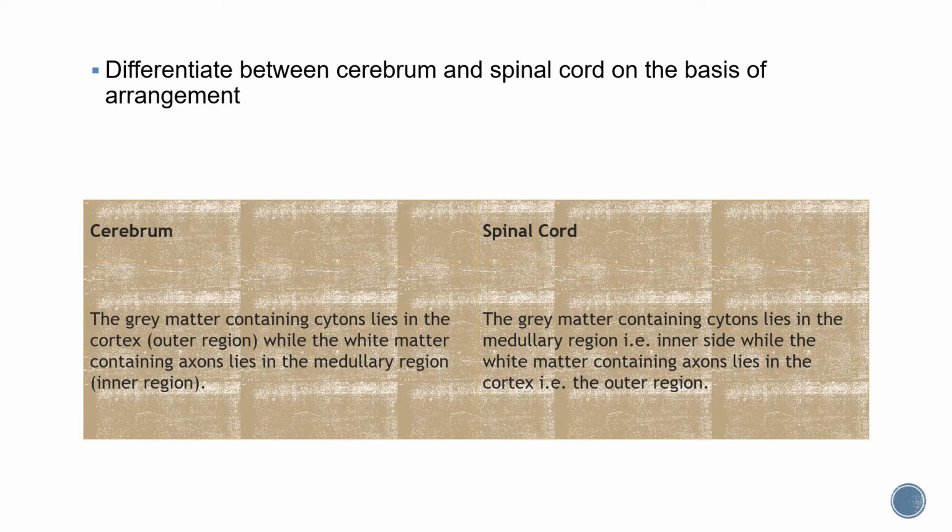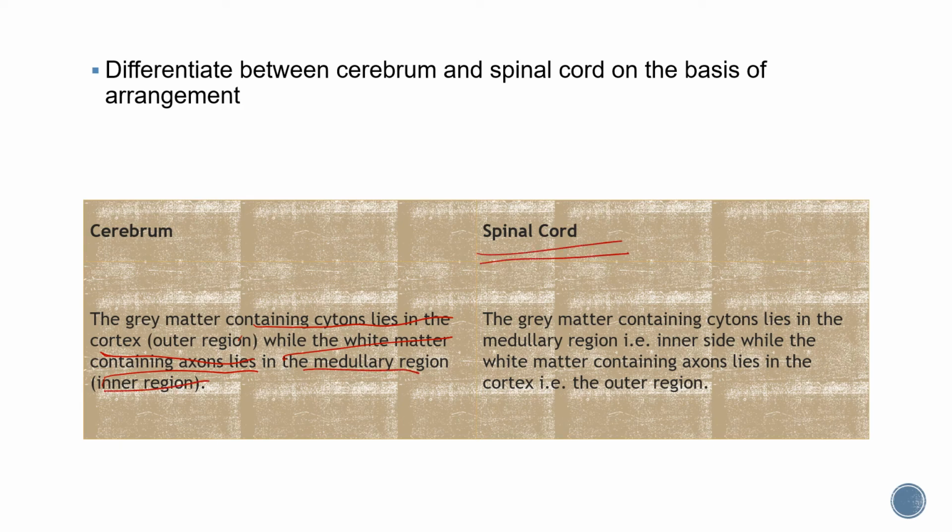On the basis of arrangement of axons and cytons, how these axons and cytons are arranged in the cerebrum as well as in the spinal cord. So there the question was how the cytons and axons are arranged in brain and spinal cord. Same question in a different manner. So here also what will be the answer? The gray matter containing the cyton lies in the outer region, while the white matter containing the axons lies in the medullary region or inner region.